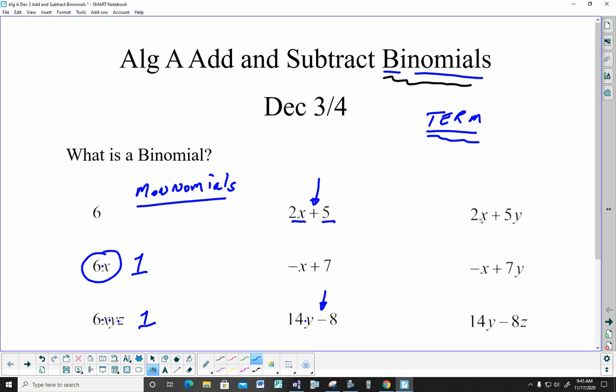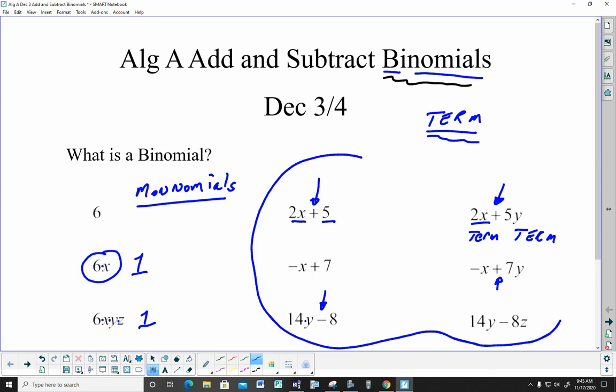Same with these. You have one term, and this is another term. So it's two terms that are separated by an adding or subtracting. Same thing here, two terms. It's not the number of variables. It's not how many different letters or how many different numbers. It's how many adding and subtracting symbols you have. There's one adding or subtracting symbol, so there are two pieces. So all of these are binomials.